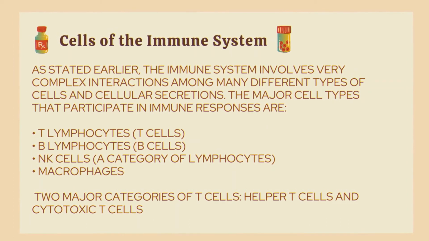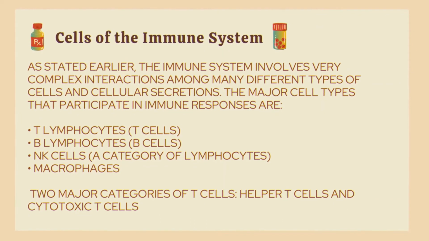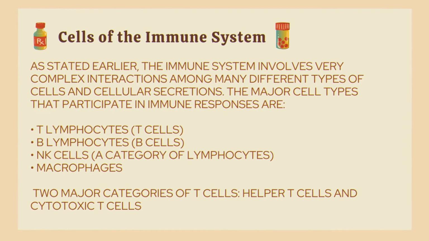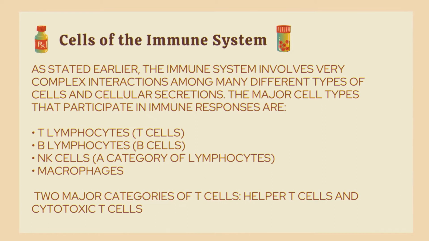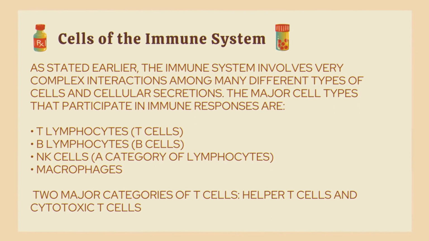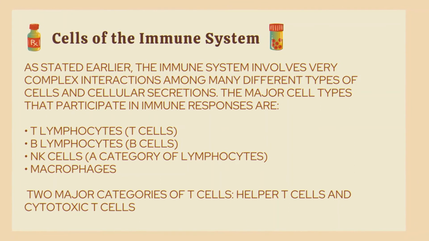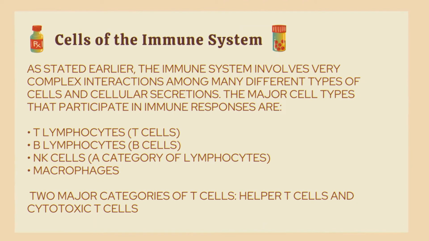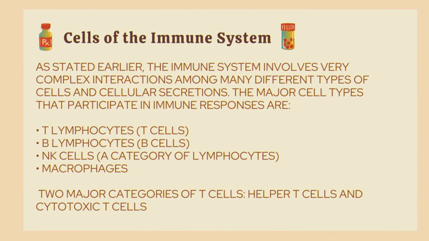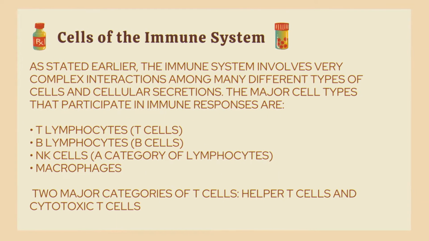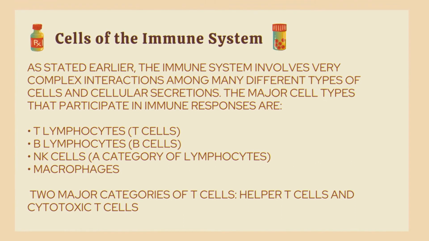There are 2 major categories of T cells: the helper T cells and the cytotoxic T cells. Helper T cells are also known as T helper cells, TH cells, and CD4 cells. The term CD4 cells refers to the fact that these cells possess on their surface an antigen designated as CD4. The primary function of T helper cells is secretion of cytokines. TH1 cells and TH2 cells are subcategories of the helper T cells.